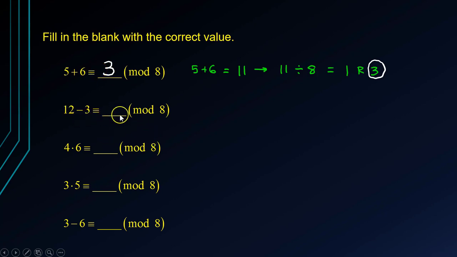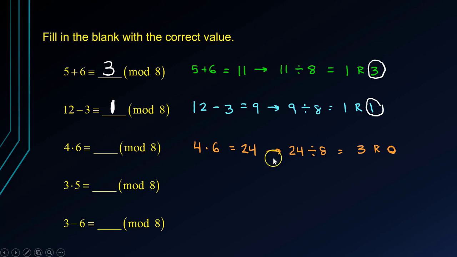12 minus 3 equals blank modulo 8. So again, I'm going to do 12 minus 3 and get 9. 9 divided by 8 gives me a 1 with a remainder of 1. That remainder of 1 is what goes here. And so 12 minus 3 is congruent to 1 modulo 8. 4 times 6 is 24. 24 divided by 8 gives me 3 with a remainder of 0. So this would be congruent to 0 modulo 8.